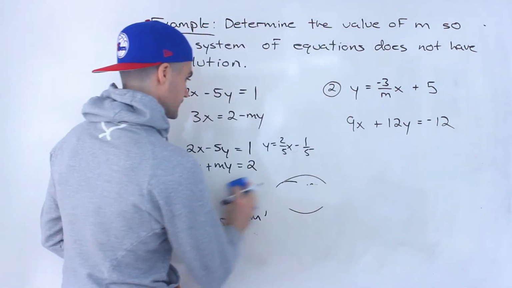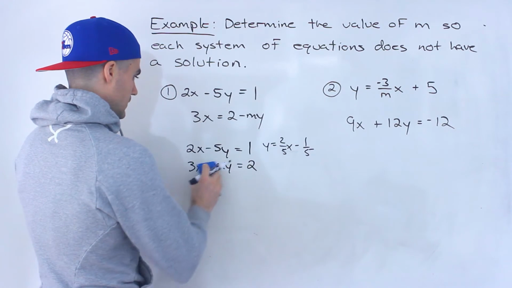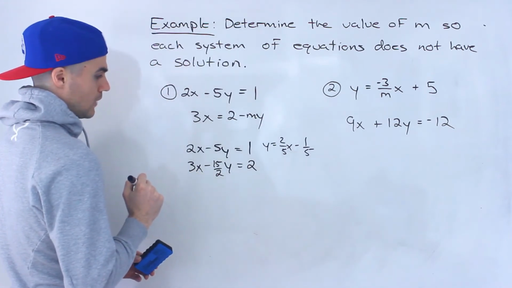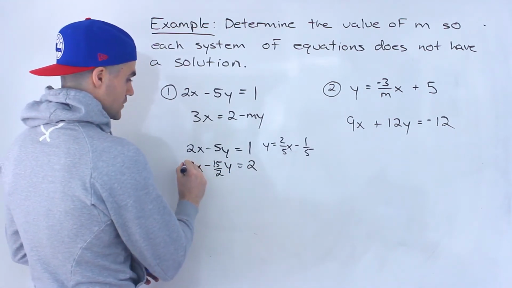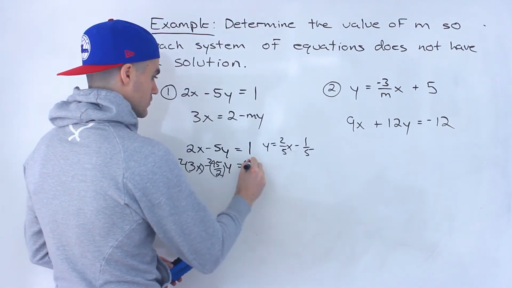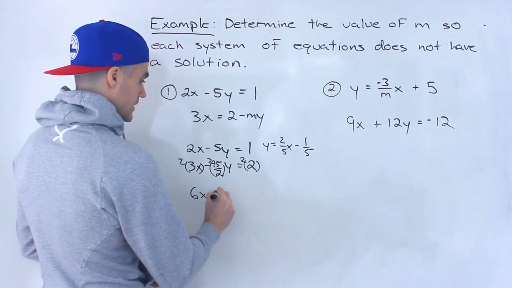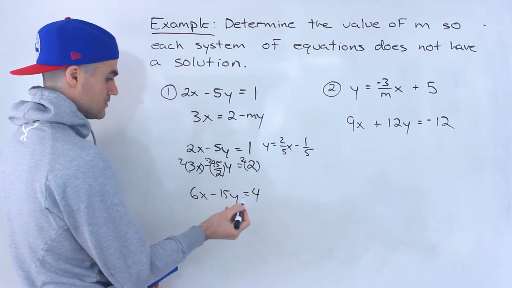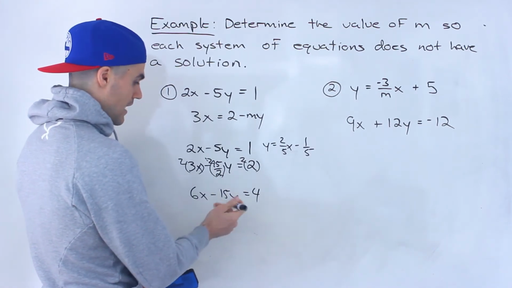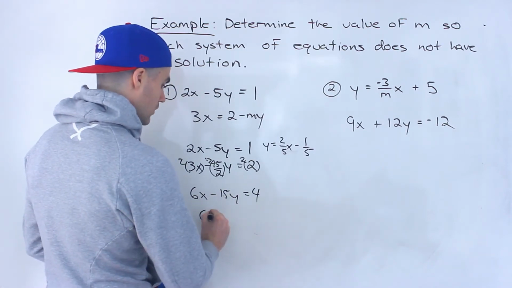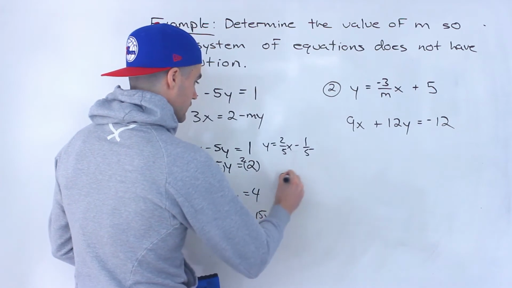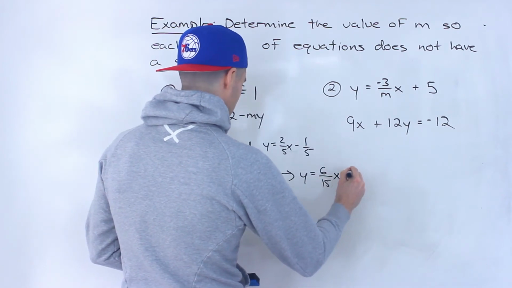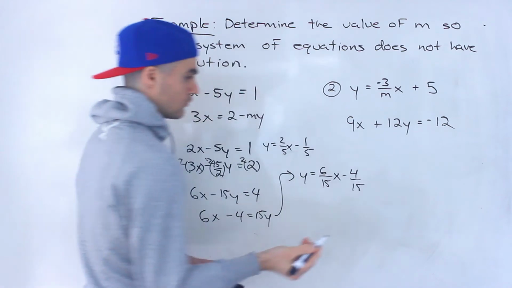So we'll have minus 15 over 2 y. To get rid of this fraction first, I'm going to multiply everything by 2. So we would have 6x minus 15y equals 4, right? The 2's here would cancel out. Then same thing, I'm going to isolate this y value, so I'm going to bring this over, and bring the 4 over. Dividing everything by 15, we have y equals 6 over 15x minus 4 over 15.